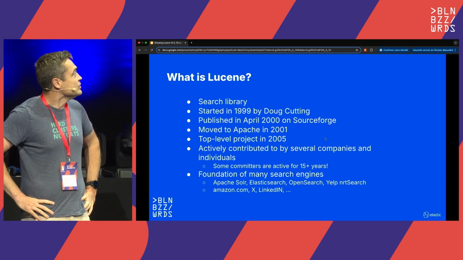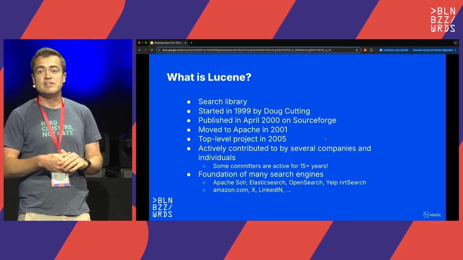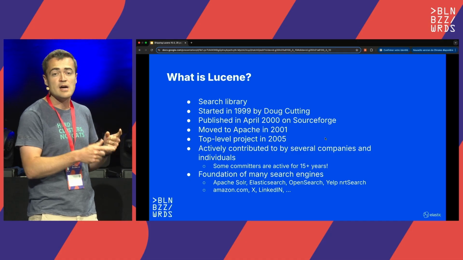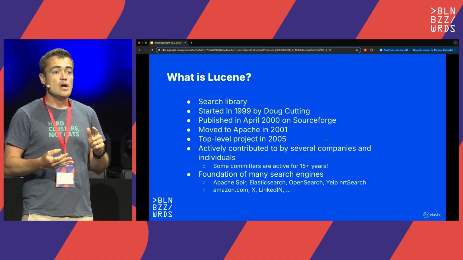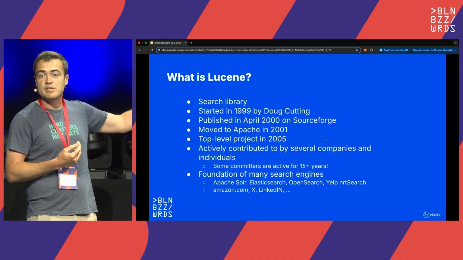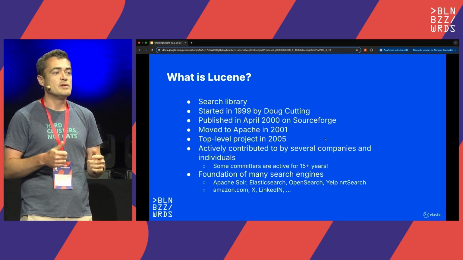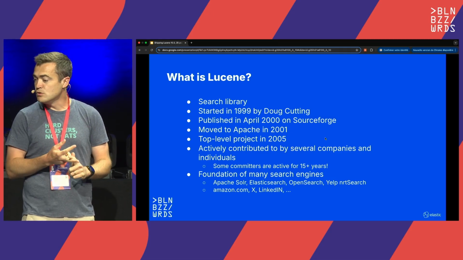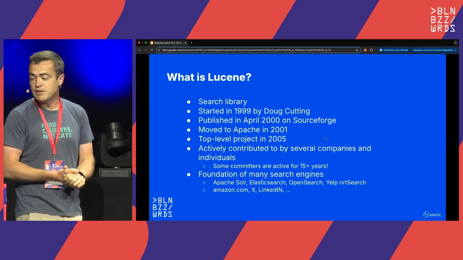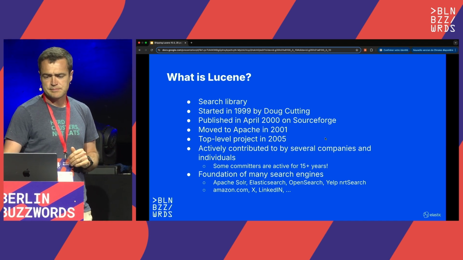Something else that you may not know is that you probably use Apache Lucene on a very regular basis because it's at the foundation of some quite popular search engines like Apache Solr, Elasticsearch, OpenSearch, some lesser-known search engines like Yelp and Artisearch. I don't know how many of you are familiar with it. And also some public-facing search engines. Whenever you go to Amazon.com, to X, or to LinkedIn and you search, you're using Apache Lucene under the hood. So it's pretty popular by many metrics.